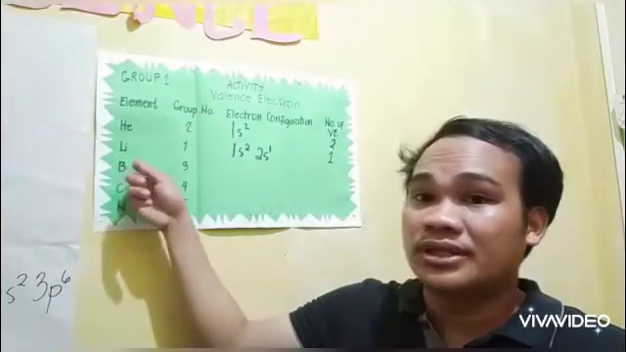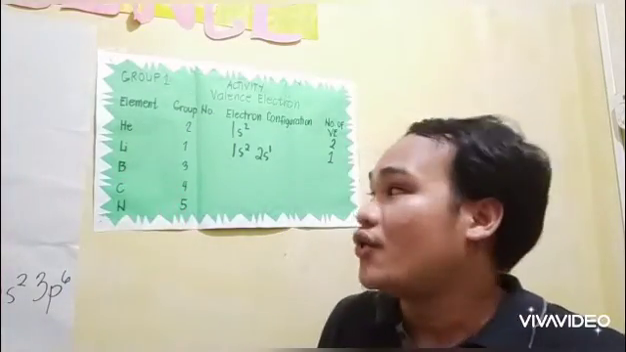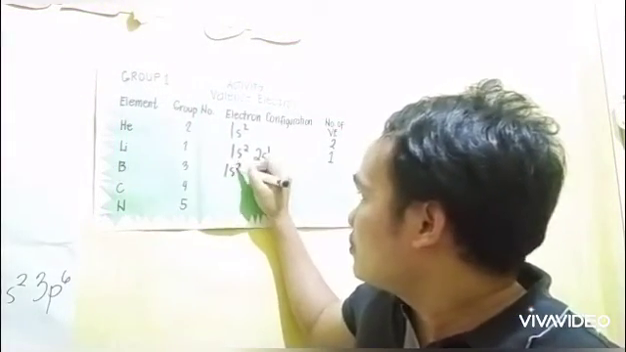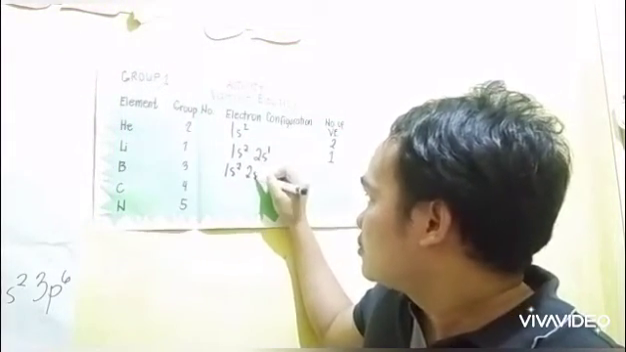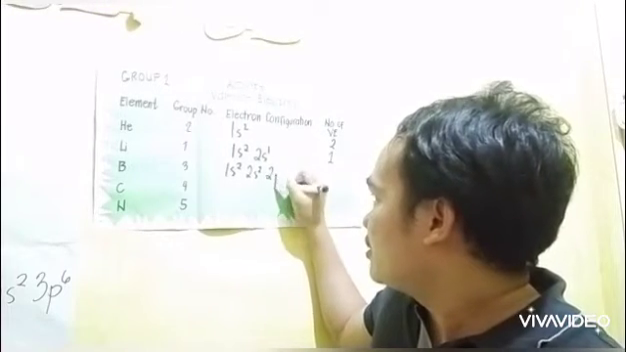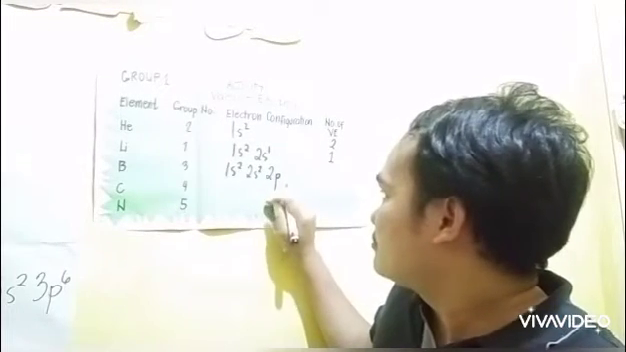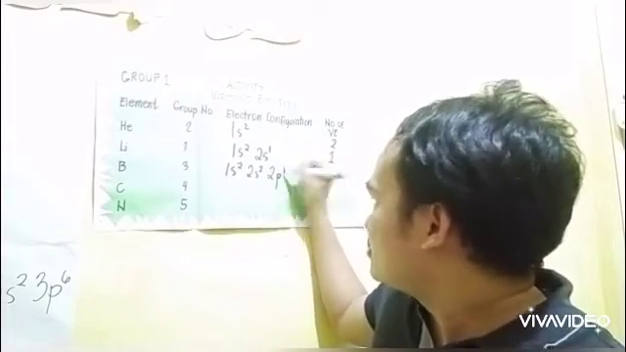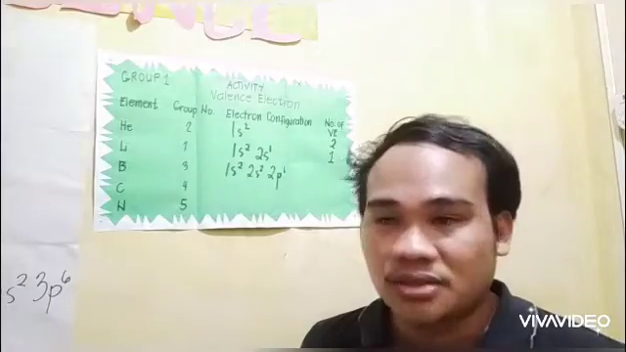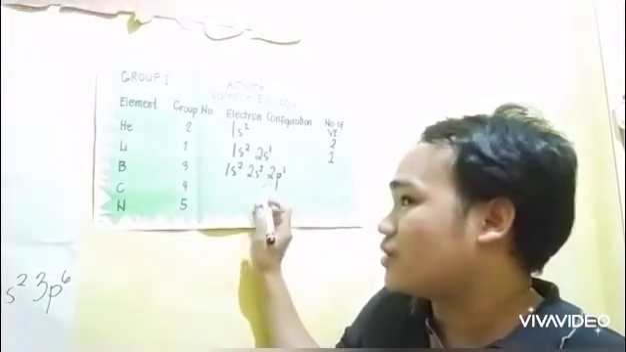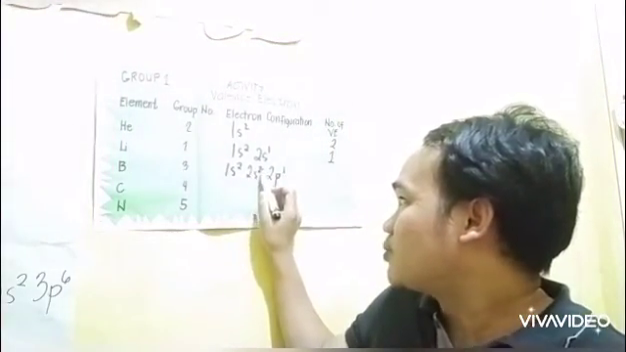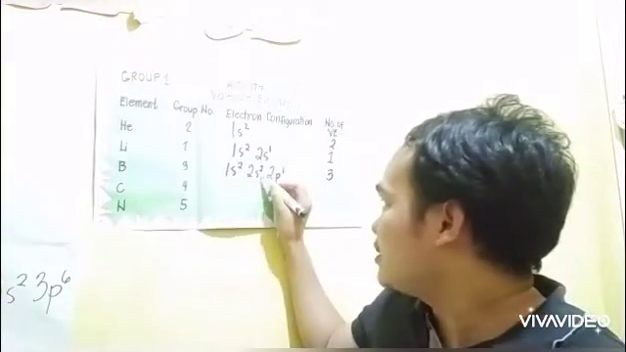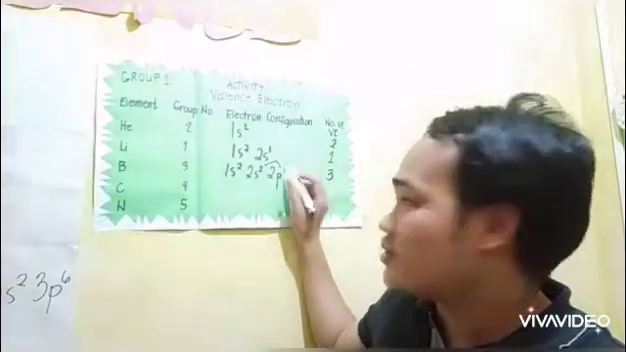And then another one, boron. What is the atomic number of boron? Okay, very good. 5. So 5, 1s2, 2s2, 2p1. So therefore, the highest principal energy level is 2. So we have to add 2 plus 1 is equal to 3. Then this one, we have to add these electrons.